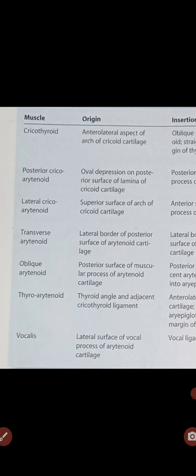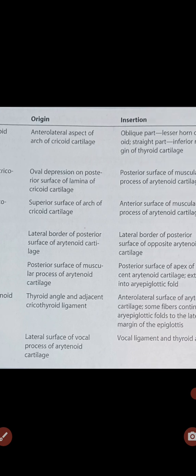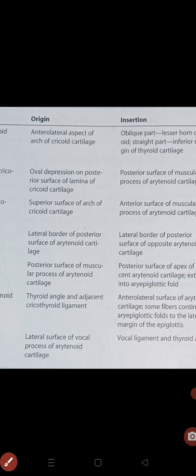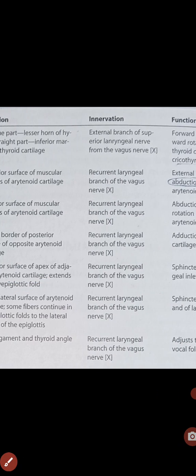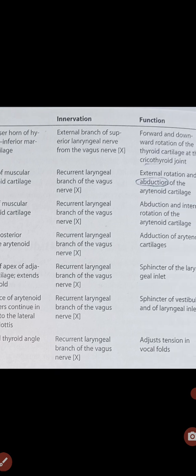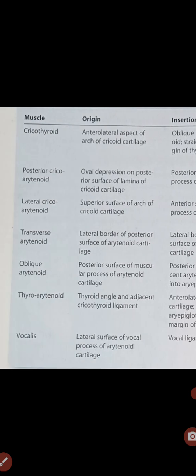Next is the transverse arytenoid. Origin is from the lateral border of the posterior surface of the arytenoid cartilage, and insertion is on the lateral border of the posterior surface of the opposite arytenoid cartilage. This is very important: it is the opposite arytenoid cartilage. Nerve supply is by the recurrent laryngeal branch of the vagus nerve, and function is adduction of the arytenoid cartilage. This is the transverse arytenoid.